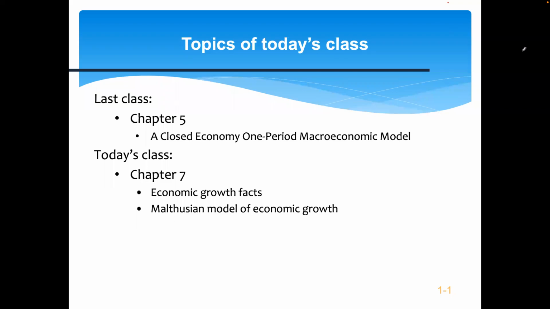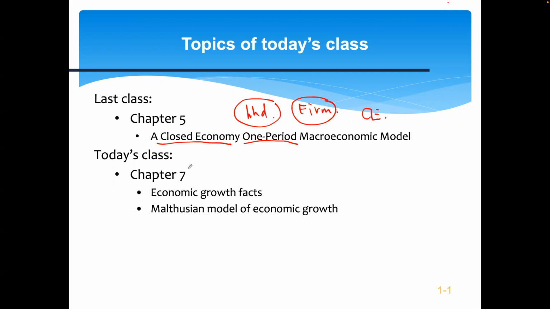So in last class, we studied a closed economy one-period model. We looked at households and a firm, and we saw how they interact with each other in the goods market and the factor market. We studied competitive equilibrium. We also studied what is Pareto optimal, and then we also studied the two welfare theorems.